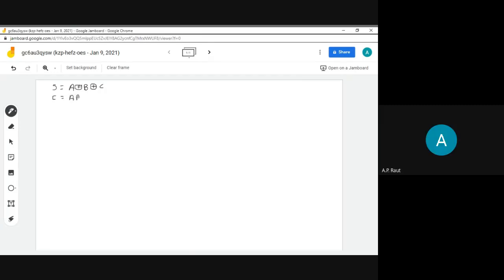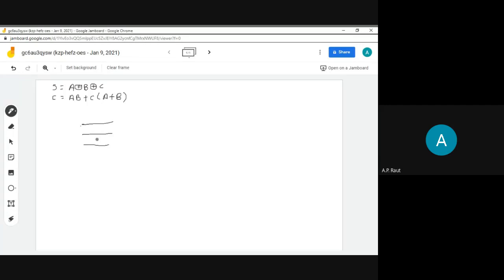AB plus C in bracket A plus B. So first draw the logic diagram for the sum, then attach with this and then draw the carry. Means how many inputs we have? 3 inputs. So first is A, second is B, and third one is C. So write the inputs.